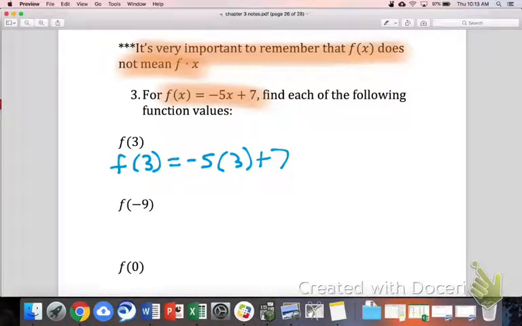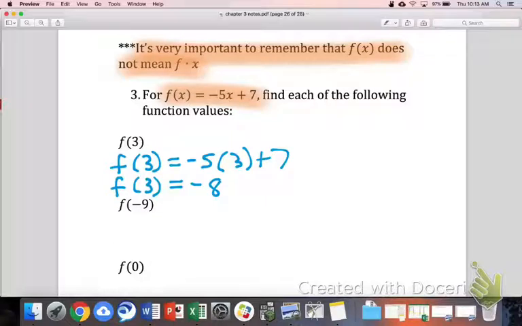So we do a little bit of arithmetic. Negative 5 times 3 is negative 15, and then plus 7, beep, beep, beep. Negative 8 is what came out of the machine. We dropped in a 3 and we got out a negative 8. So that's what our function machine does. If the input is 3, the output is negative 8.